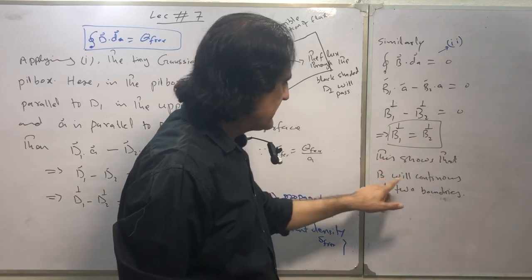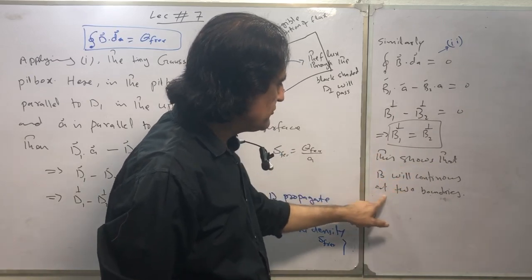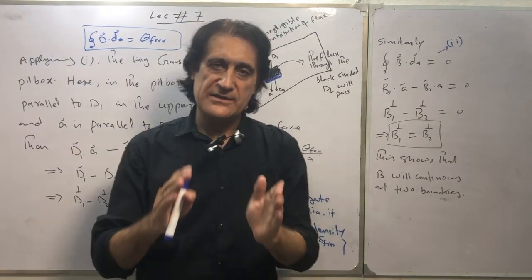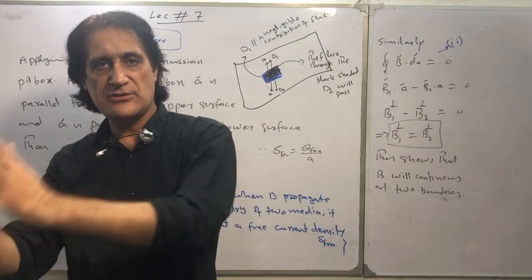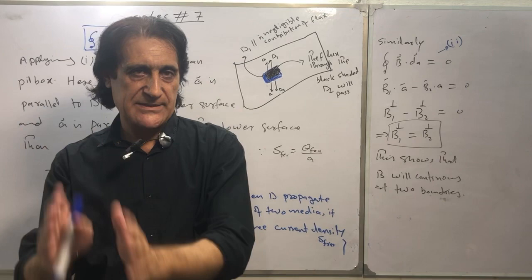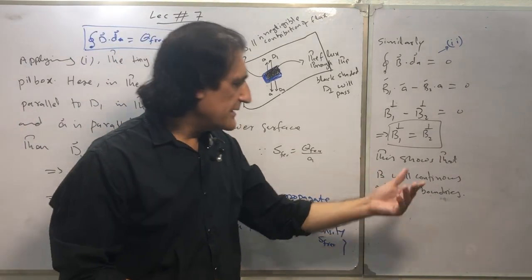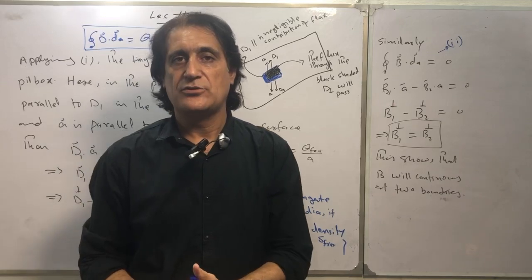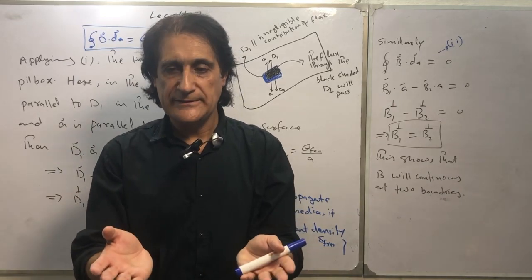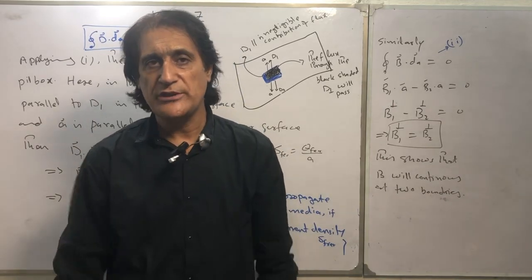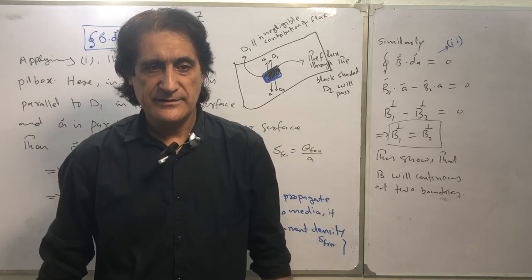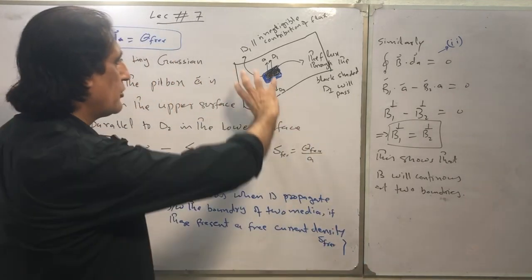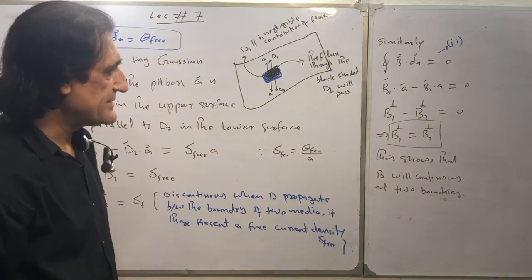This shows that B continues across the boundary, because B1 perpendicular is equal to B2 perpendicular. It means that B is continuous at the two boundaries. So these are the two equations, and we are using them for a closed surface S.